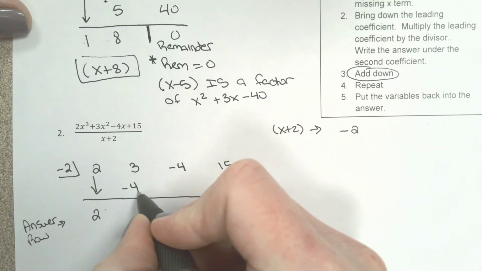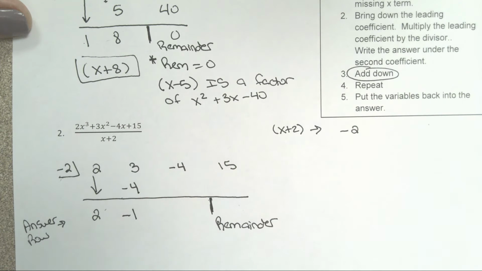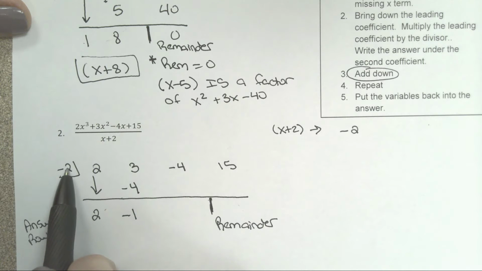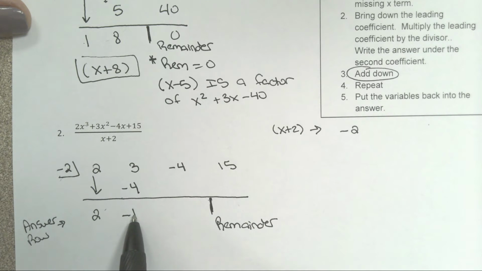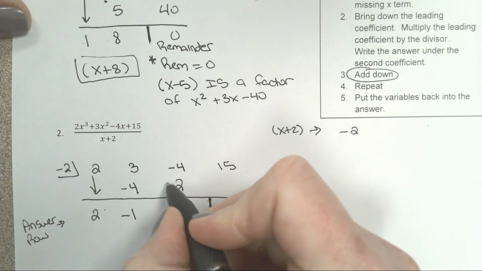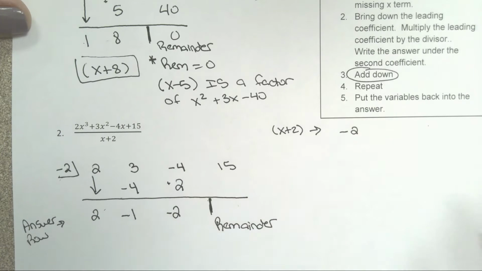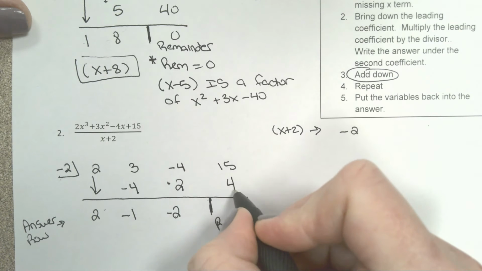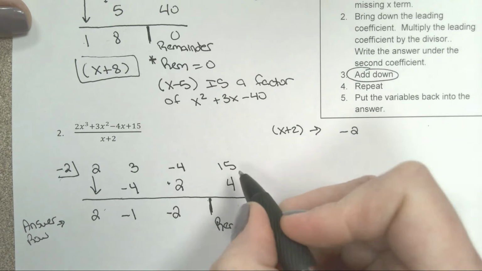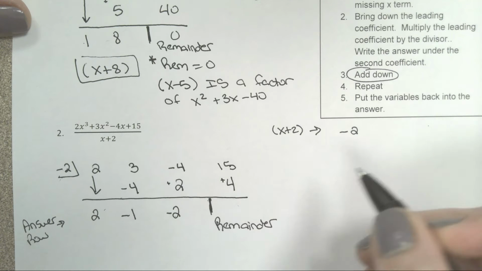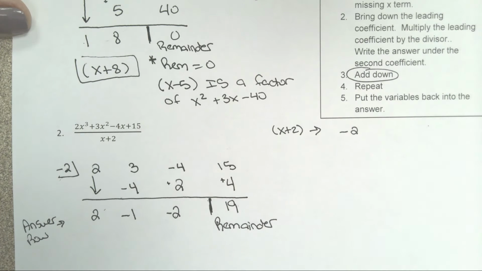3 plus -4 is -1. Now multiply again. -2 times -1 is 2. Add down. -4 plus 2 is -2. Multiply. -2 times -2 is 4. Add down. 15 plus 4 is 19.